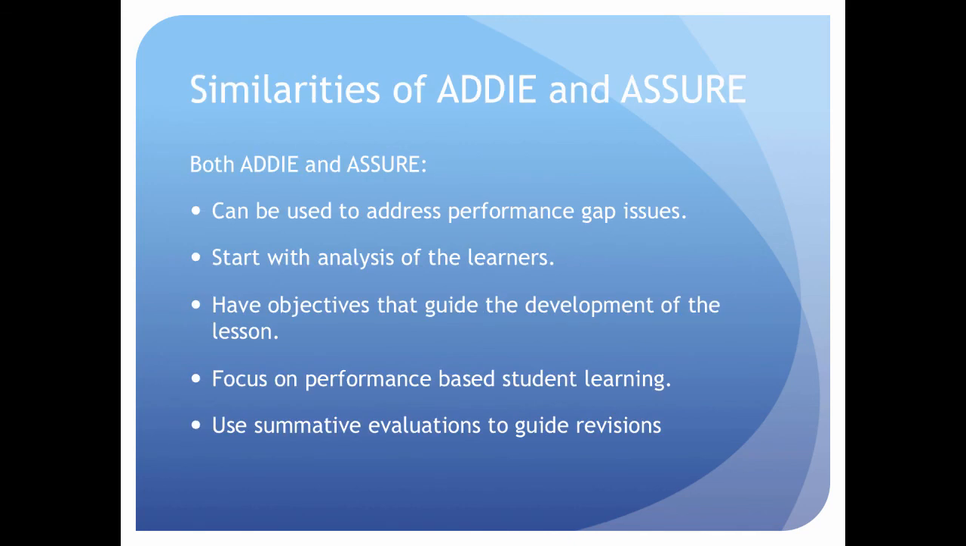Similarities of ADDIE and Assure. Five similarities of ADDIE and Assure are listed below. First, both can be used in development of instruction addressing performance gaps dealing with lack of knowledge and/or skills. Both start with analysis of learners. Both have objectives that guide expected learning outcomes. Focus is on performance-based learning, and summative evaluations are used to guide revisions of content, materials, media, etc.